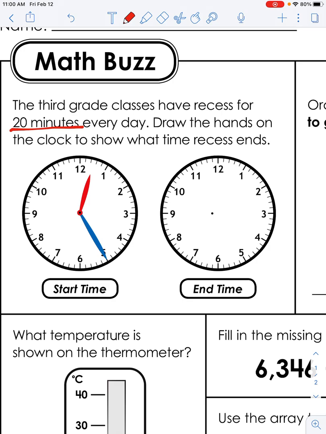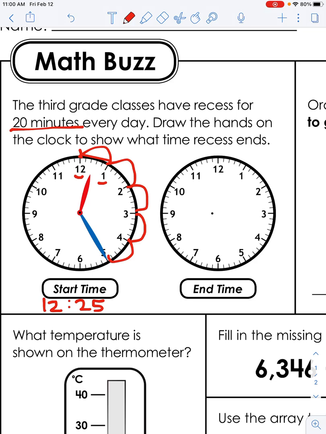I know the short hand is the hour, and the short hand is between the 12 and the 1. If it's not to the 1 yet, I know I'm going to stay at 12. My long hand is the minute hand, and if we start at the 12, we can skip count by 5s to see how many minutes have passed. So 5, 10, 15, 20, 25. So the time here that we start is 12:25.